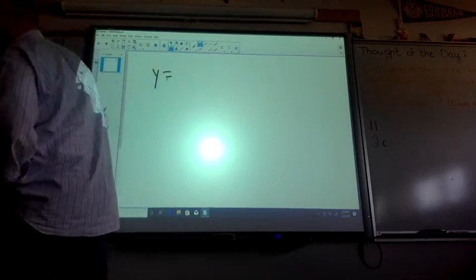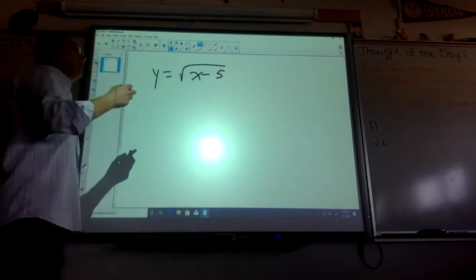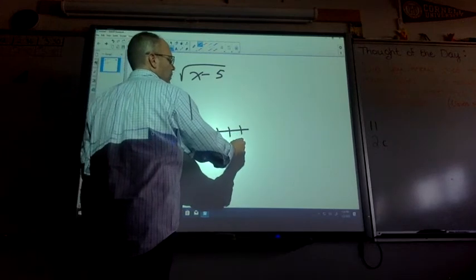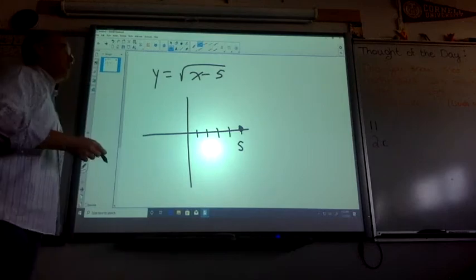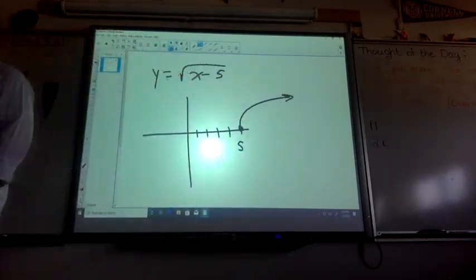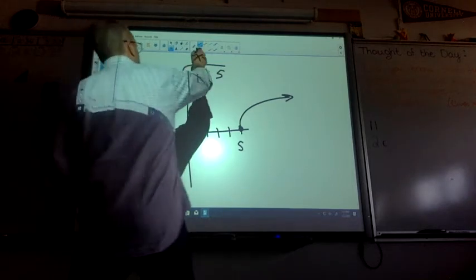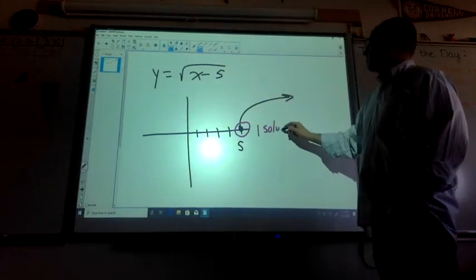So y equals square root of x minus 5. If you did this on Desmos, basically the graph's going to look like this: 2, 3, 4, 5. It's going to kind of go this way. Of course, if you plugged in points, there's no reason to because you're using Desmos, but this graph looks like this. Okay, so if they ask for key features, they're going to say label all key points, intercepts, max, mins, asymptotes, etc.